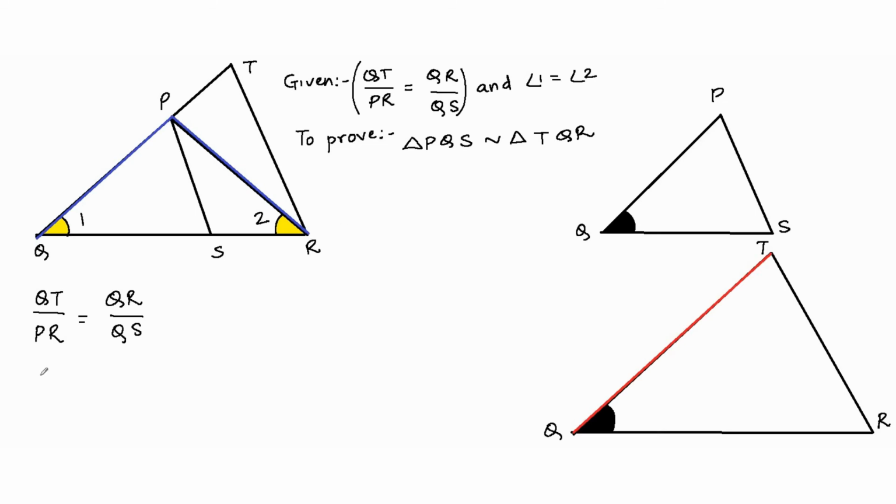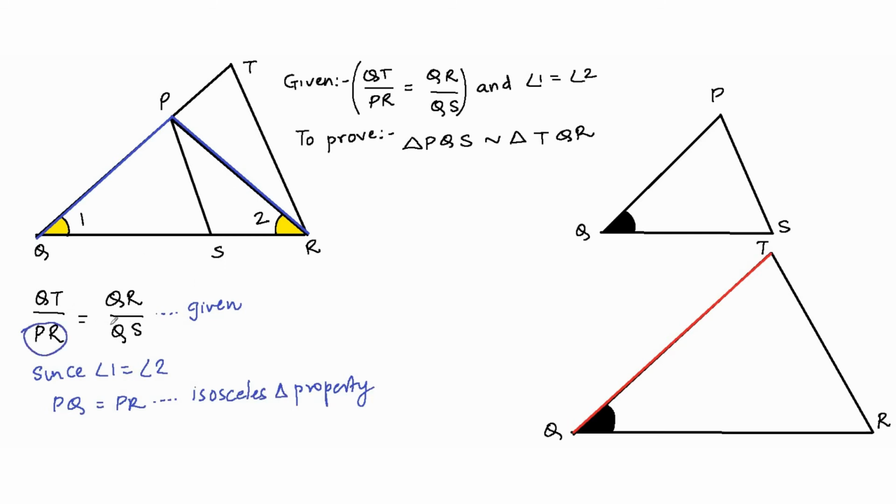So I can say that this is given to me. Since angle 1 equals angle 2, I can say that PQ equals PR by the isosceles triangle property. And therefore, in place of PR, I can substitute it with PQ. So I can rewrite this given statement as QT divided by PQ is equal to QR divided by QS.